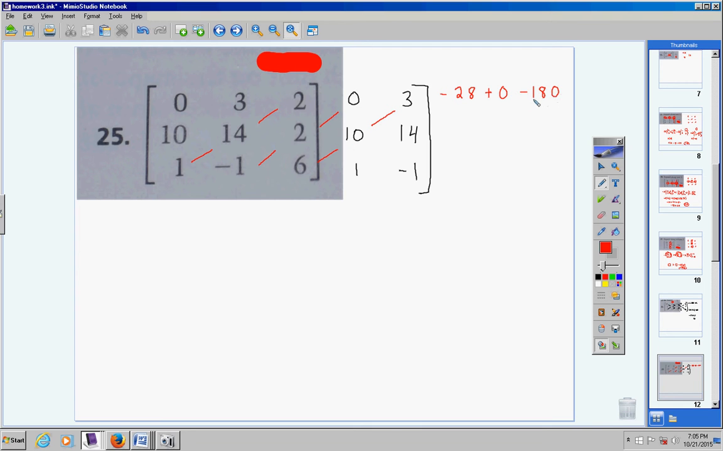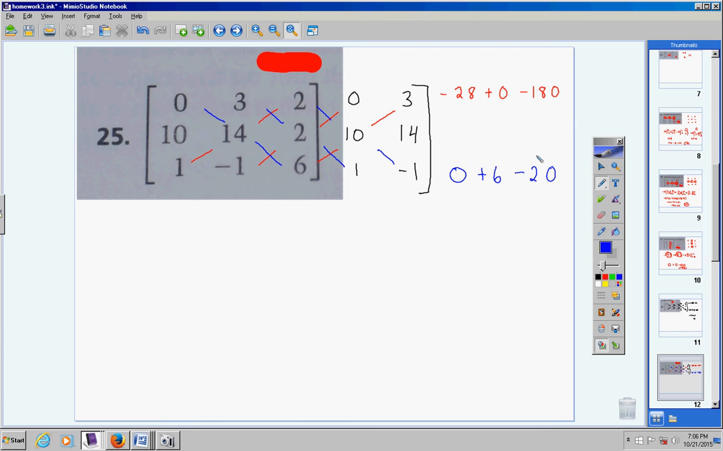Alright, now we're going to multiply down 3 times. So here we go. 0 times 14 times 6 is a 0. 3 times 2 times 1 is 6. We do not change the sign. And then 2 times 10 times negative 1 is negative 20. We do not change the sign.